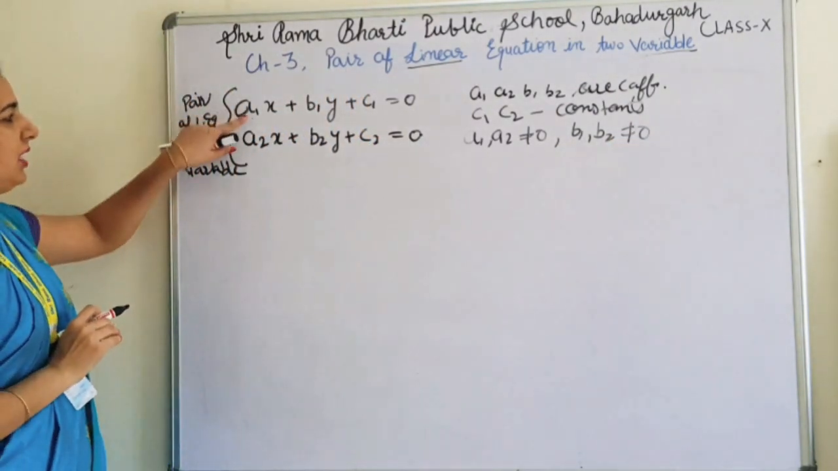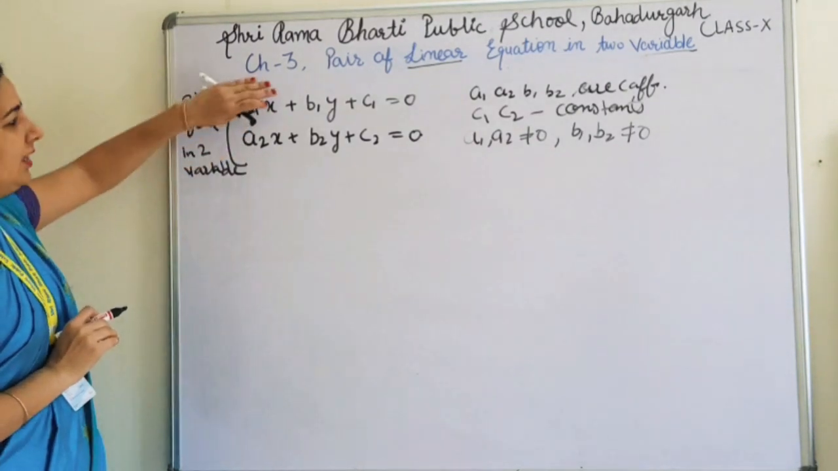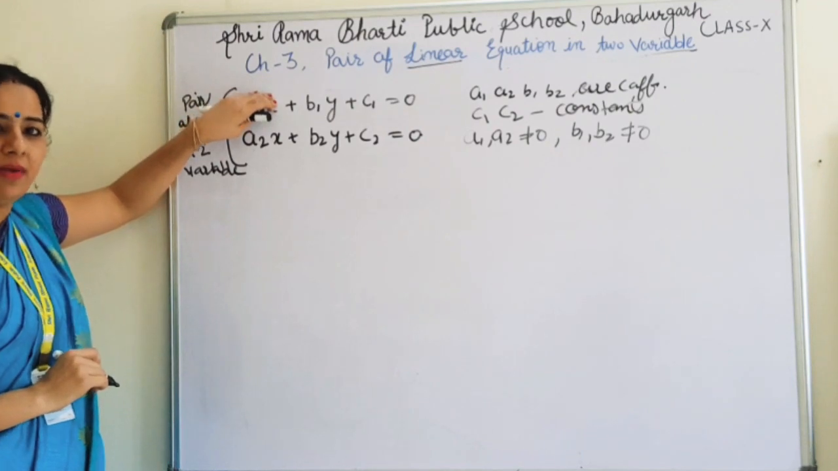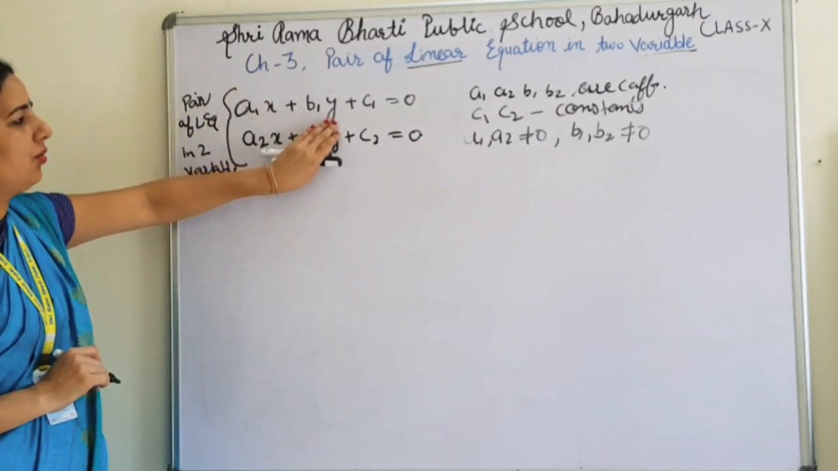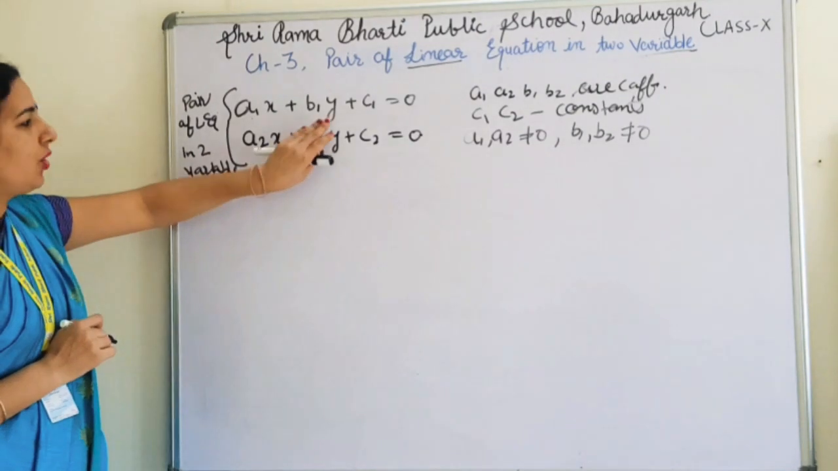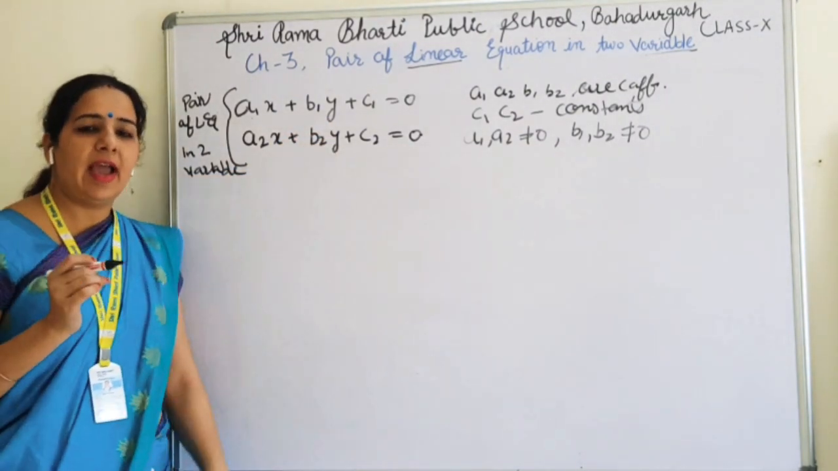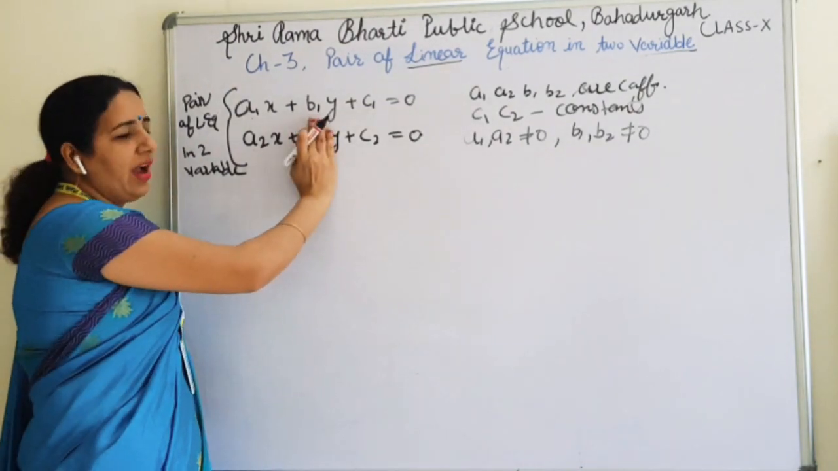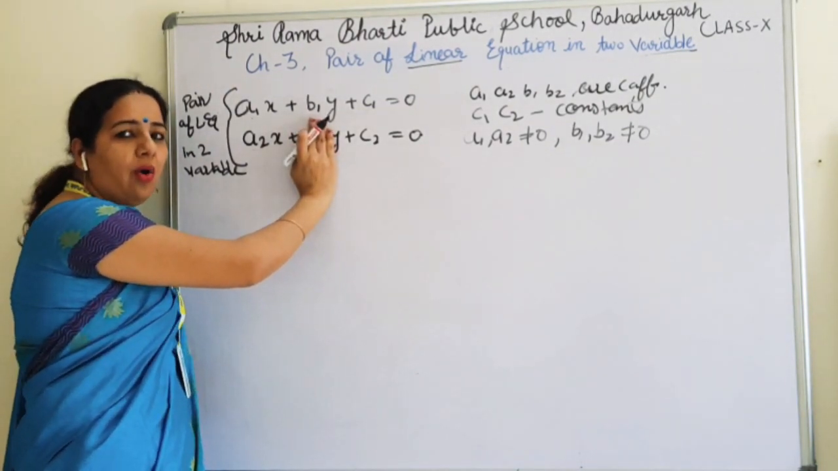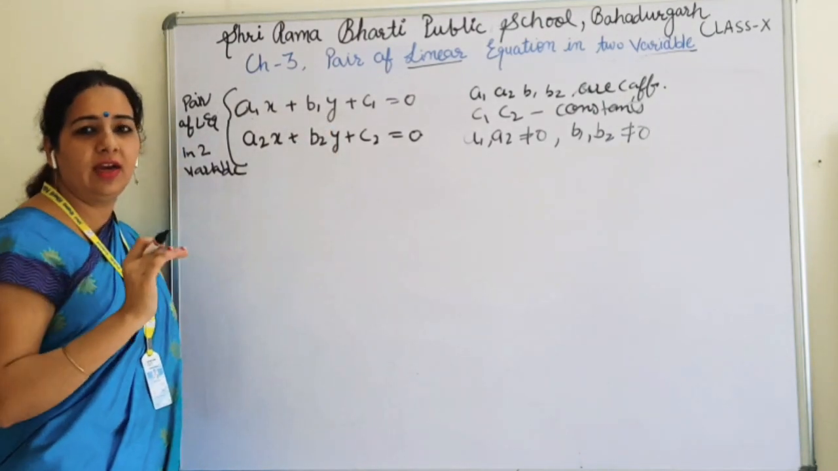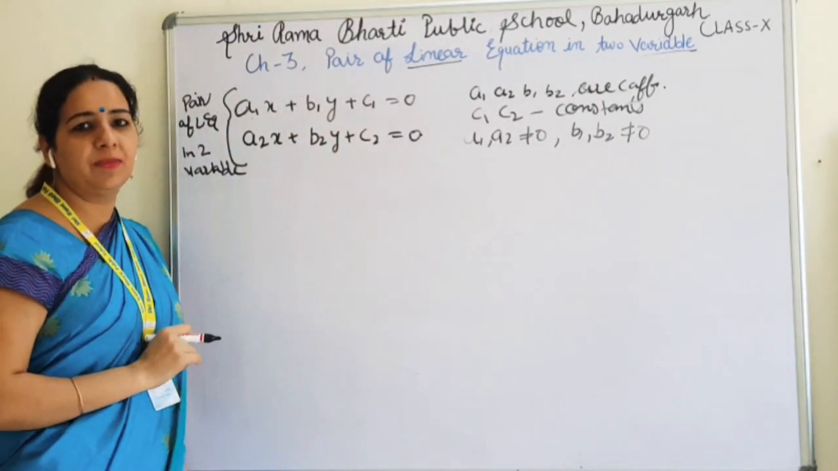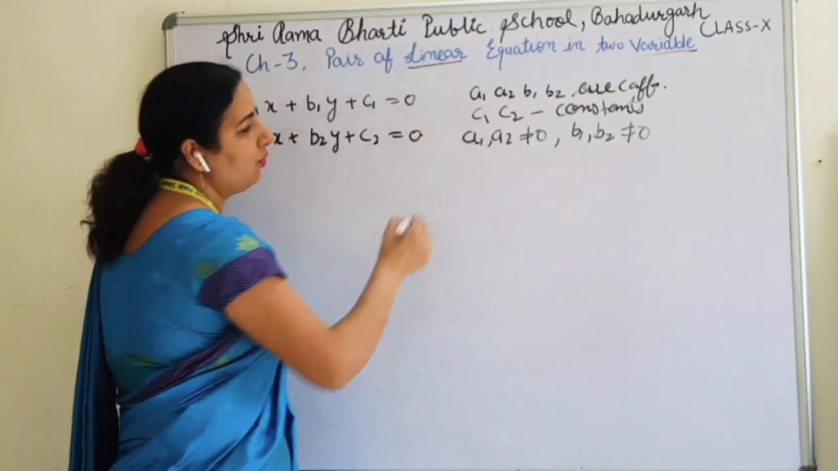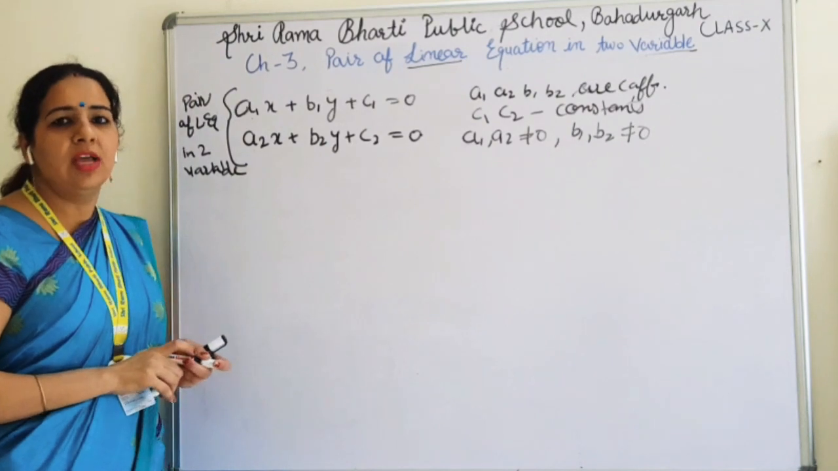If a1 is 0, then this term will vanish and it will remain only in one variable. If b2 is 0, then y will vanish, because multiplication of any number with 0 is 0. So this y will be removed from the equation. Now it will be a pair of linear equations in one variable only. So that's why we have to write that a1, a2, b1, b2 should not be equal to 0.